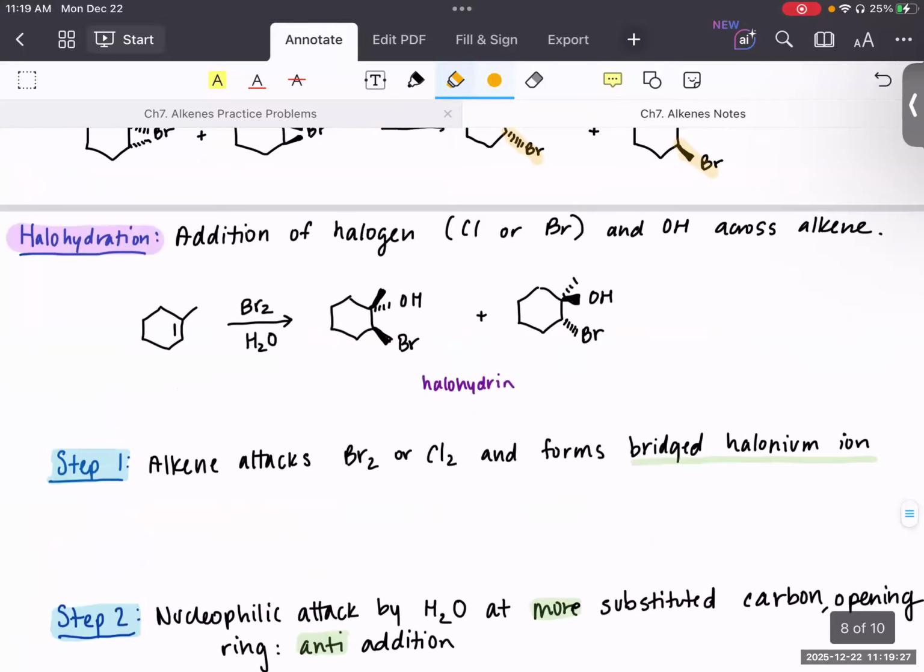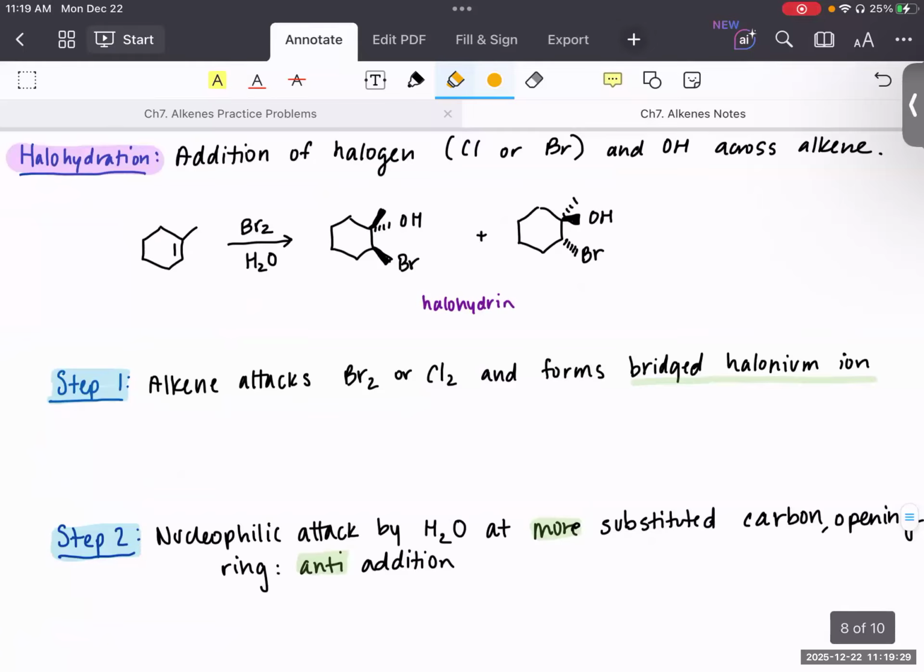Next, we're going to move on to halohydration. And what we'll see is that this reaction is very, very similar, especially for the first step. But the key difference is that instead of adding two bromines or two chlorines, we're adding a single bromine or a single chlorine. And then the other thing that we're adding is an OH from the water that's in our reagent mixture. And so we end up forming what's called a halohydrin, which is where you have that OH and the halogen right next to each other.